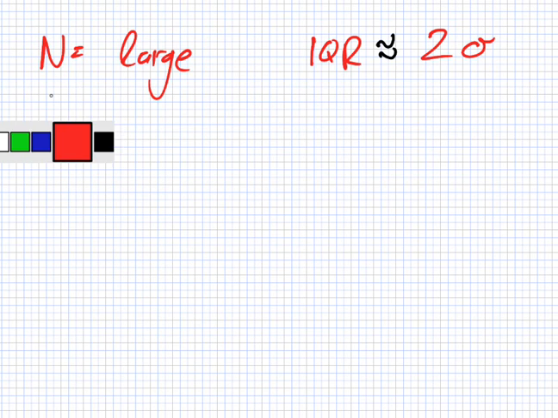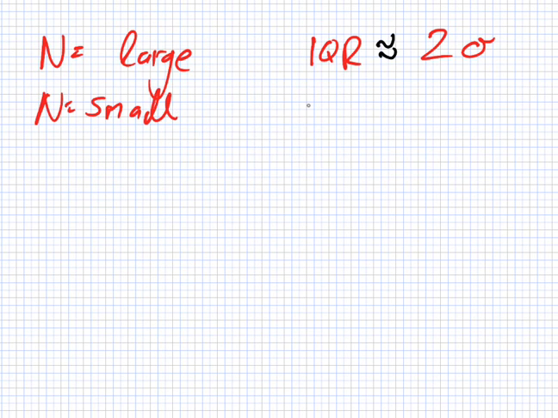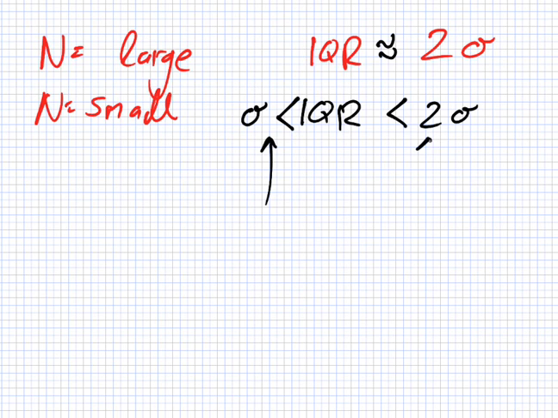And then if n is small, the interquartile range could be somewhere between 1 and 2 standard deviations. In my example, it was closer to this one. But as it gets bigger, it should become closer to this one. So this is another reason why the interquartile range is useful, because it's easy to calculate and it has a relationship with standard deviation, which is difficult to calculate.